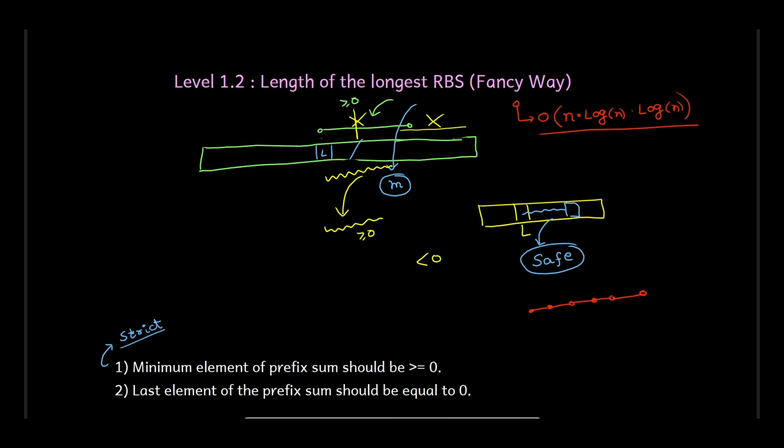The first time an element becomes unsafe is the point where the prefix minima becomes less than 0. Then if this has become unsafe, this is also unsafe, and this is also unsafe. That is why you can see that binary search can be applied over here, because the sequence looks like safe, safe, safe, safe, and then unsafe, unsafe, unsafe, unsafe, etc. So with binary search, you can find out what is the first position at which it gets unsafe. And then you only have to focus on this left area.